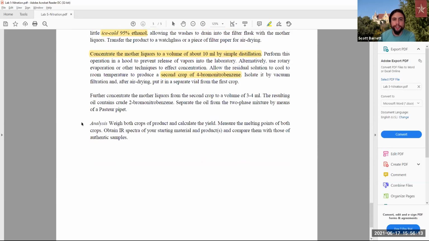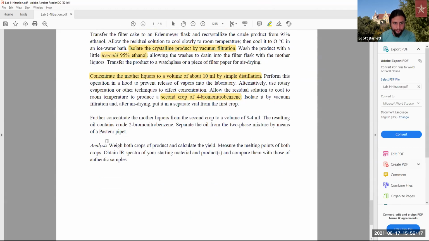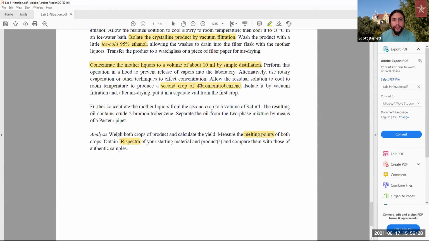Make sure in your machines that you have an oven as part of it. They're talking about IR spectra, so make sure that you have your IR machine added as well. Then also melting point, make sure your melting point machine is added as well. And then let me switch over to watch the video, because they are also talking here about further concentrating the mother liquors for a second crop. That would result in a crude 2-bromo nitrobenzene.